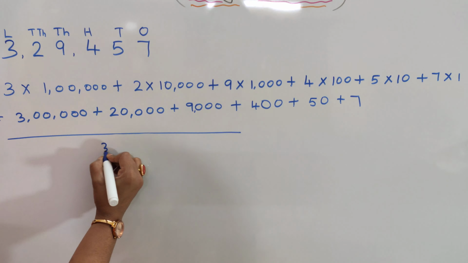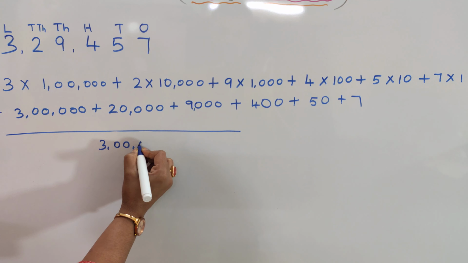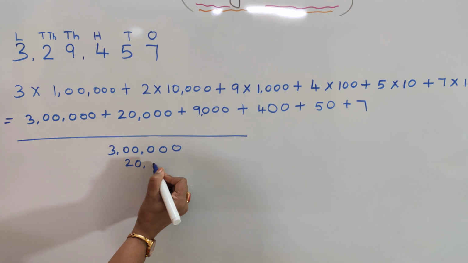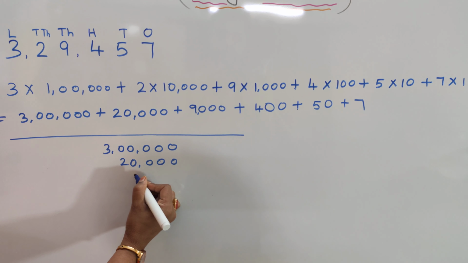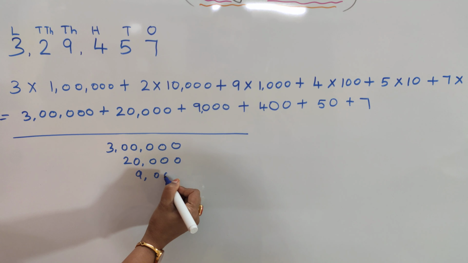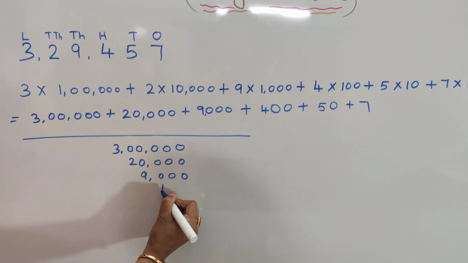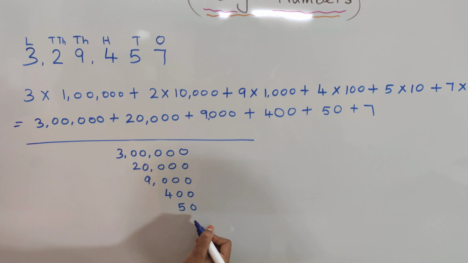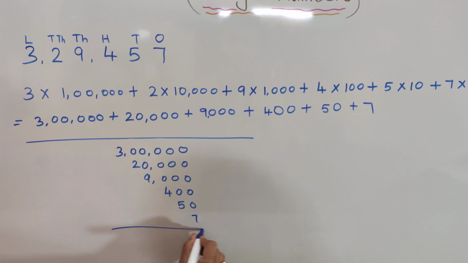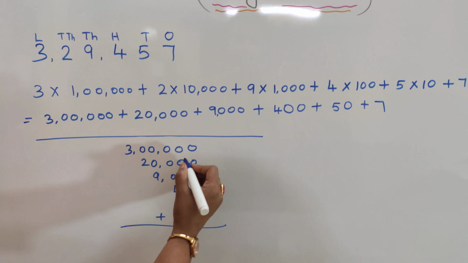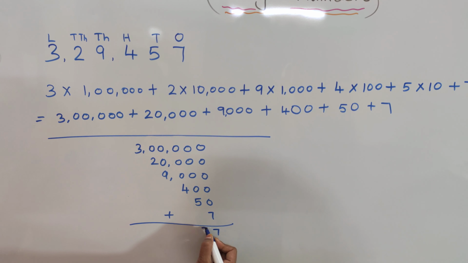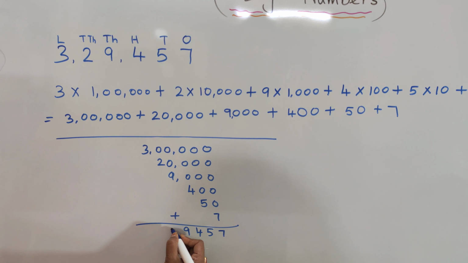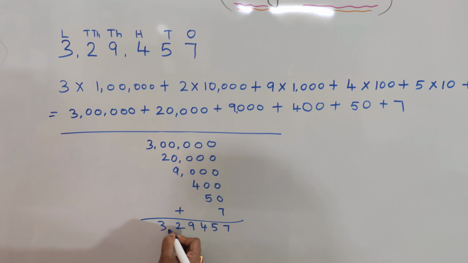Now let's add this number: 3 lakh, 20,000, 9,000, 400, 50 and 7. If we add this number, let's see what we get. 3, 2, 9, 4, 5, 7.